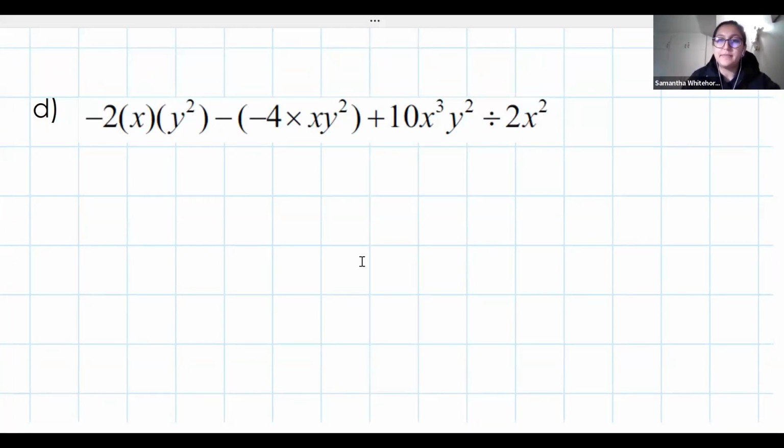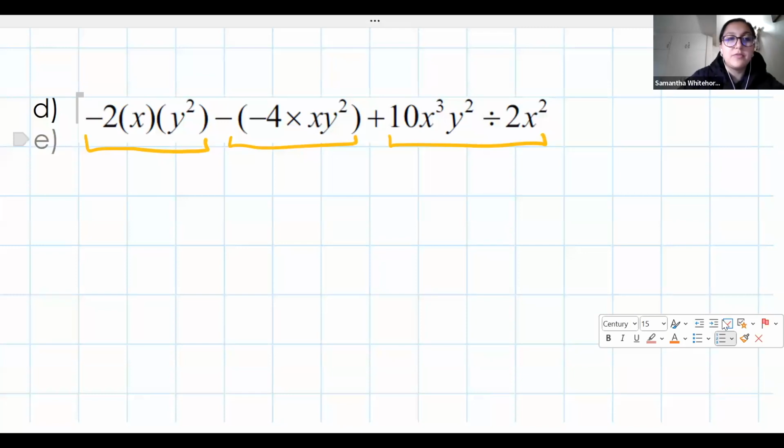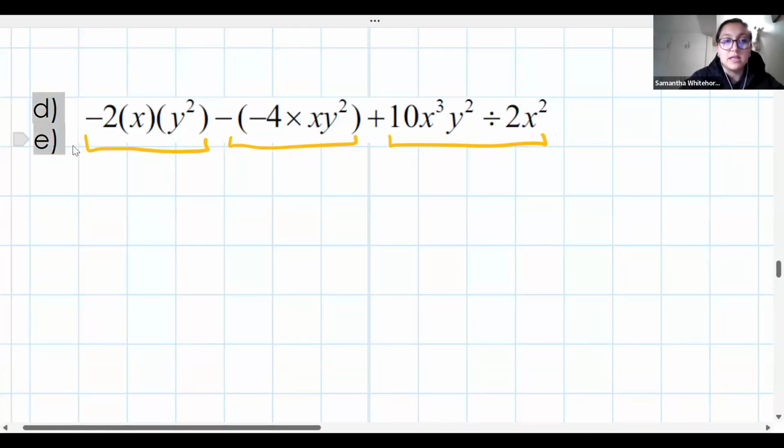Right, guys, let's have a look. Last 5 minutes to end off. We're going to sort this one out. So terms, there's a minus sign. There's a plus sign. So this is term 1, term 2, term 3. So I need to go and simplify each of these terms so that I can eventually simplify this expression.